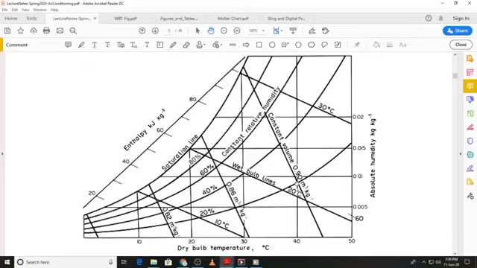We will be basically using the ASHRAE psychrometric chart number 1, and it has one additional feature, which when we look at that chart I will show it to you. It's a more detailed chart. ASHRAE psychrometric chart number 1 means that there are other psychrometric charts produced by ASHRAE. In fact, in SI system there are 7 psychrometric charts produced by ASHRAE.